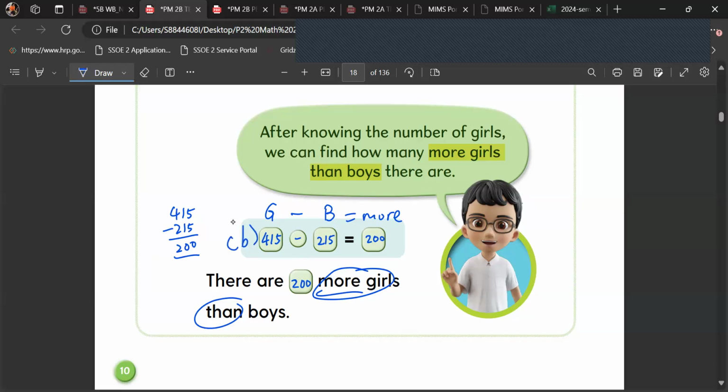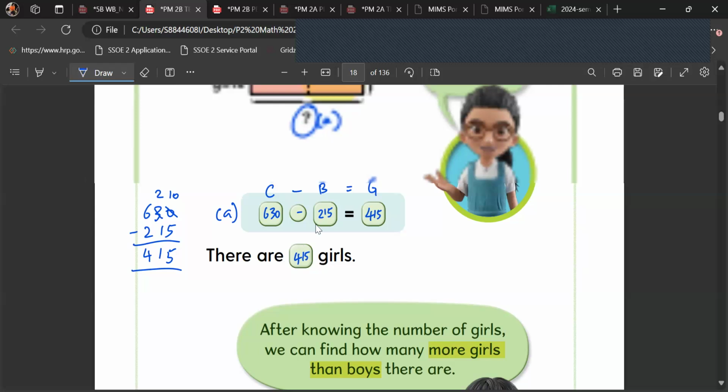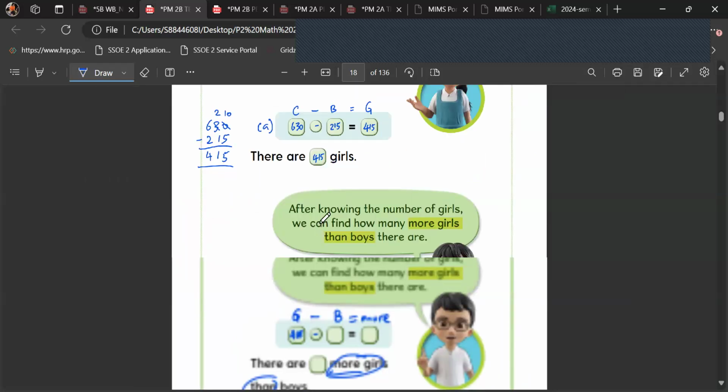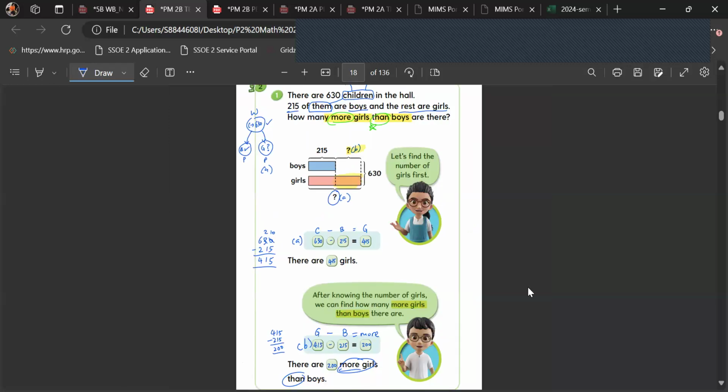Okay, so this is part B. I have a part A and part B here. Okay? Right. So if you're okay with this question, let's keep the textbook and go on to our worksheet.